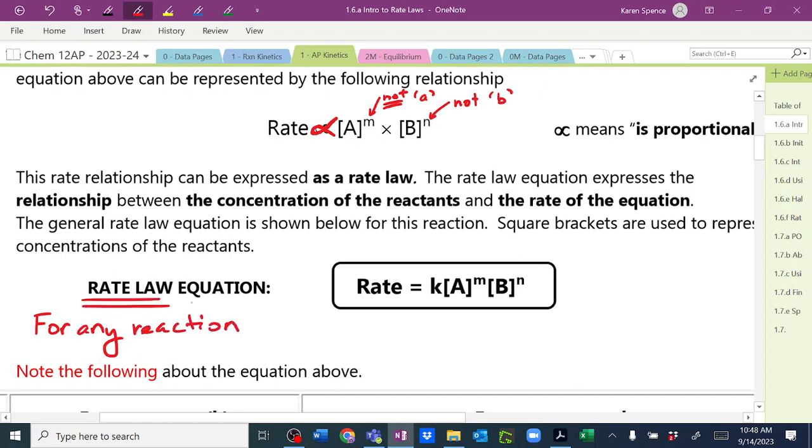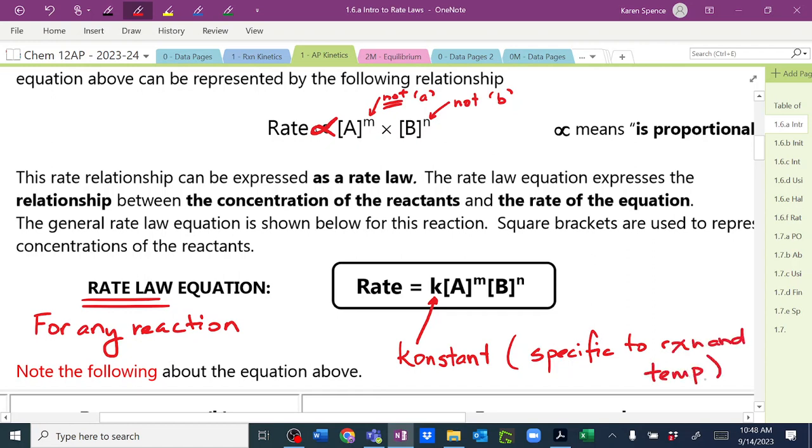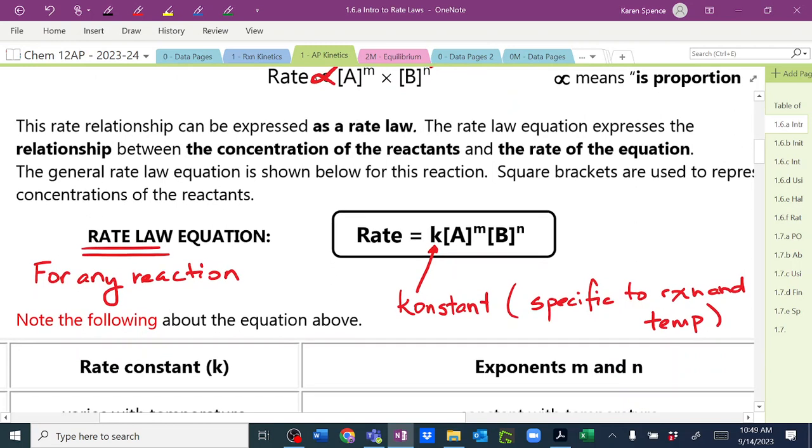we call it the rate law equation. Rate is equal to k. What does k stand for? k is a constant. It's specific to the reaction and the temperature, okay? Times the concentration of A to some exponent, so reactant A, times reactant B to some exponent.